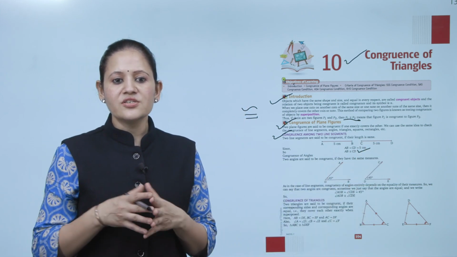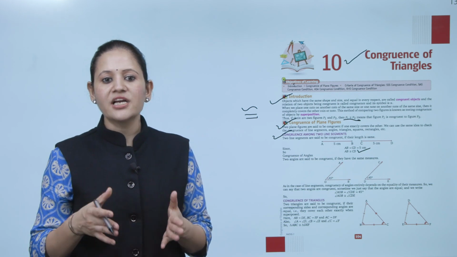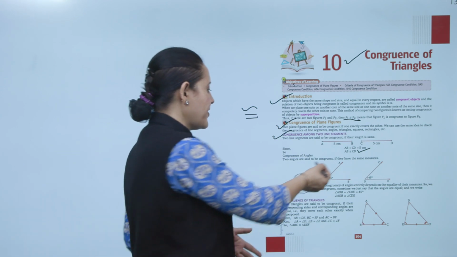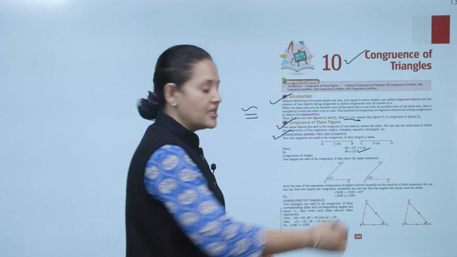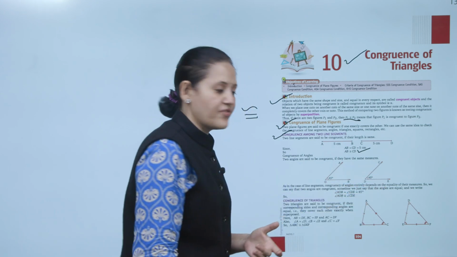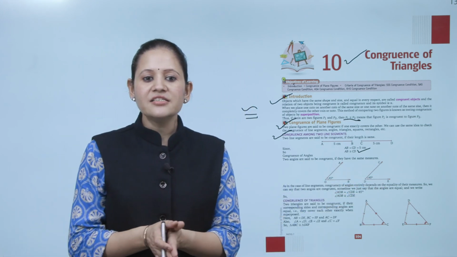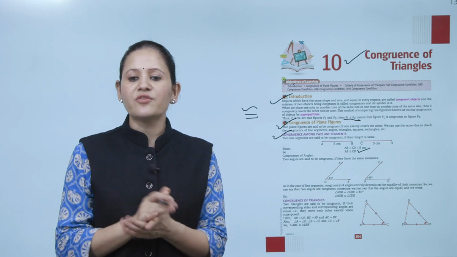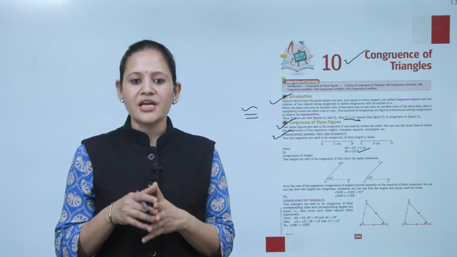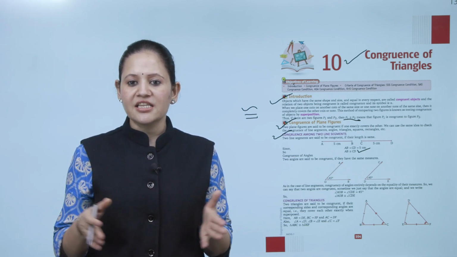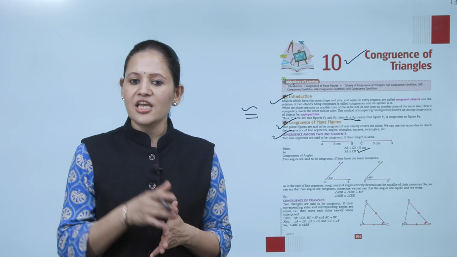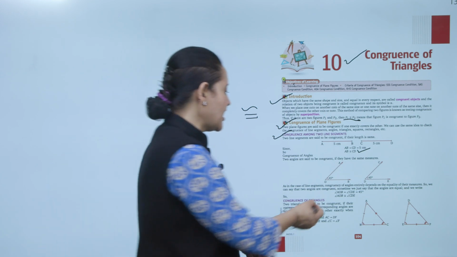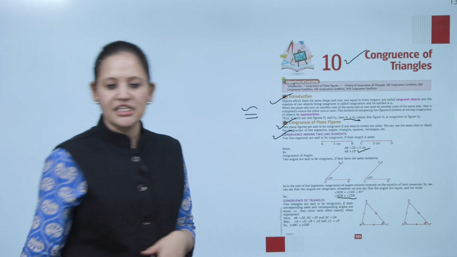Next is congruence of angles. Two angles are said to be congruent if they have the same measure. Here angle AOB is 45 and angle CDE is also 45. So they are congruent. As in the case of segments, congruence of angles entirely depends on the equality of their measures. Sometimes we just say that the angles are equal, and we write angle AOB equals angle CDE equals 45 degrees, or we can say angle AOB is congruent to angle CDE.